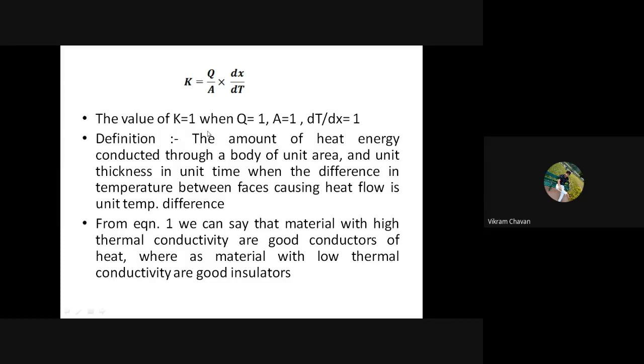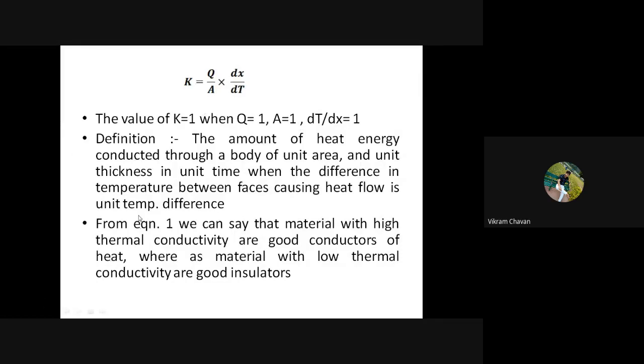So according to this, the amount of heat energy conducted through a body of unit area and unit thickness in unit time when the difference in temperature between phases causing heat flow is unit temperature difference. Getting everyone? Definition of this particular thermal conductivity.